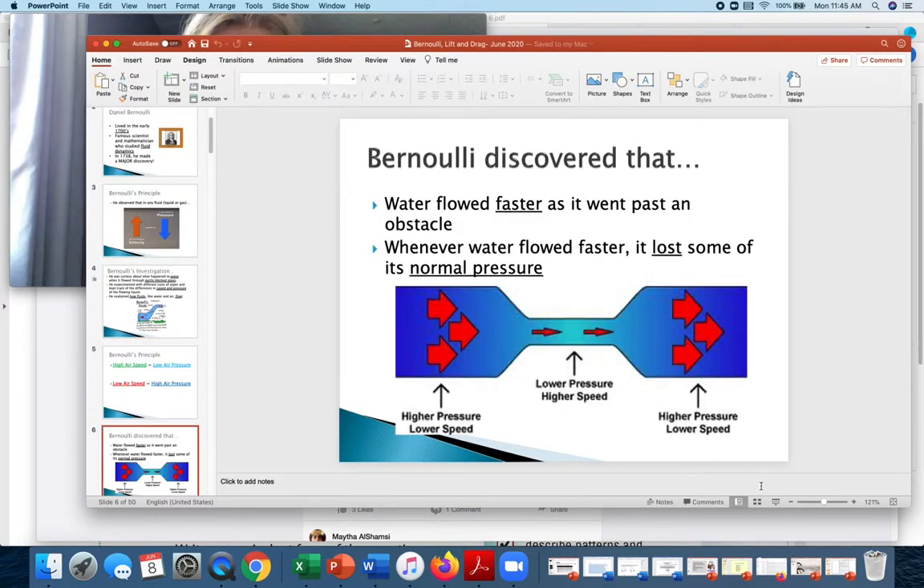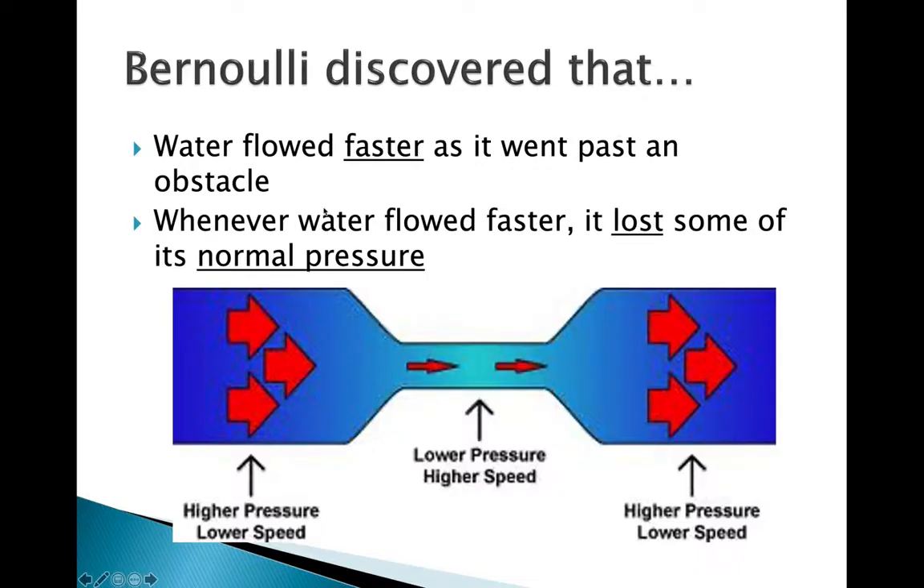Now, here is the next thing, which is gonna show this a bit further. Okay, so Bernoulli, again, discovered that water flowed faster when it went past an obstacle, right? So if you think of, like, rapids in a river, if there's a whole ton of rocks or a narrowing or a lazy river kind of thing, right? It's gonna zoom by way faster. And then whenever the water flowed faster, it lost some of its normal pressure. So that means we can't even detect that the molecules are even there. They're going so fast, we can't feel them. Okay, so there you go.